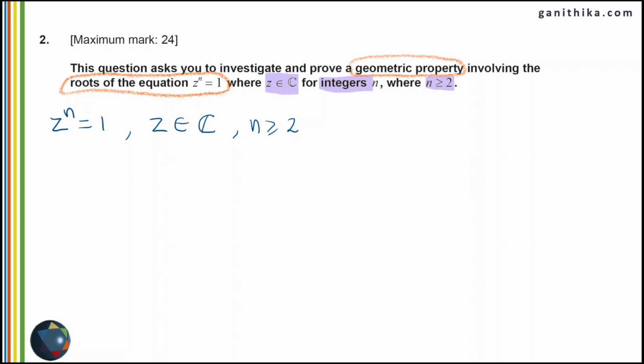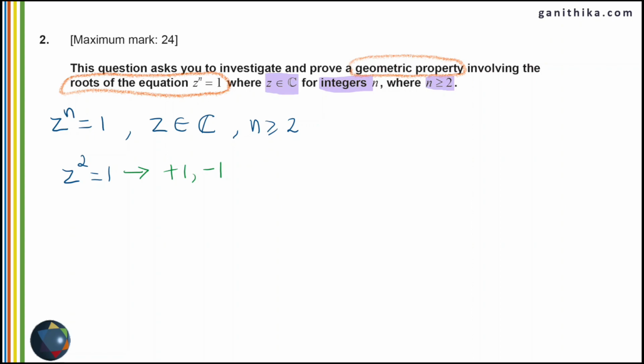The first n value will be 2, therefore the first equation will be z^2 = 1. Solving this equation, you will have the roots to be plus or minus 1. That's very easy to do. It's not in the question, but we are going to collect our thoughts to understand what is given in this statement. So we are going to understand what is meant by roots of the equation z^n = 1 for n greater than or equal to 2.